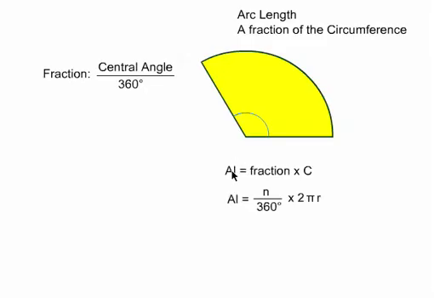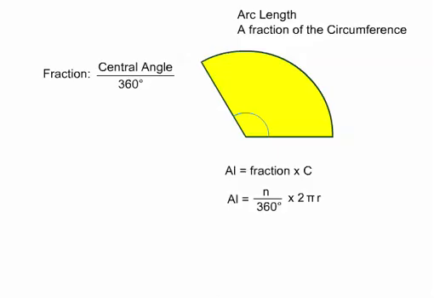And then the arc length is the fraction of the circle, the circumference. So arc length is a fraction of the circumference. The fraction is n degrees out of 360. The circumference is 2 pi r. So here's our formula for arc length. Arc length equals n over 360 times the circumference, which is 2 pi r. All right, so it's as easy as that.